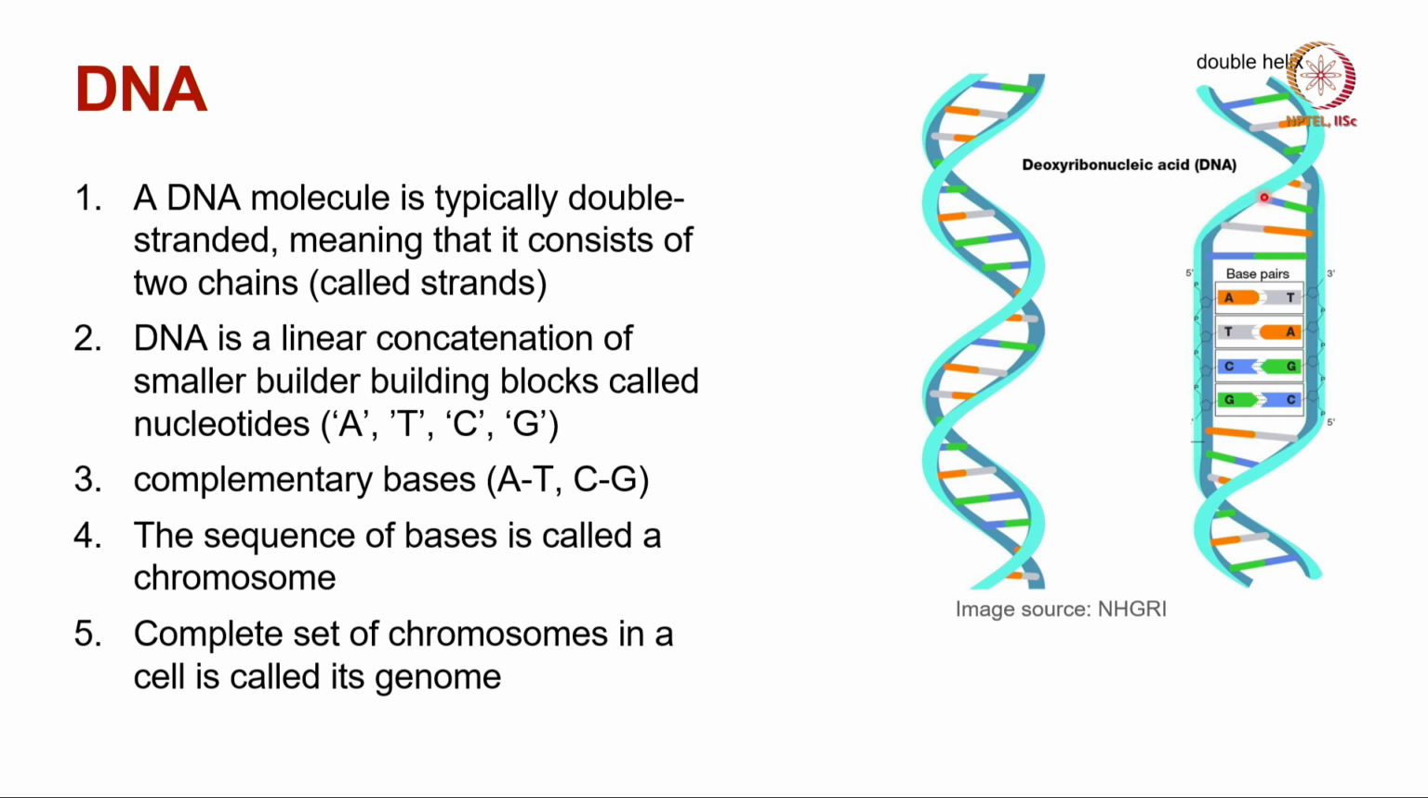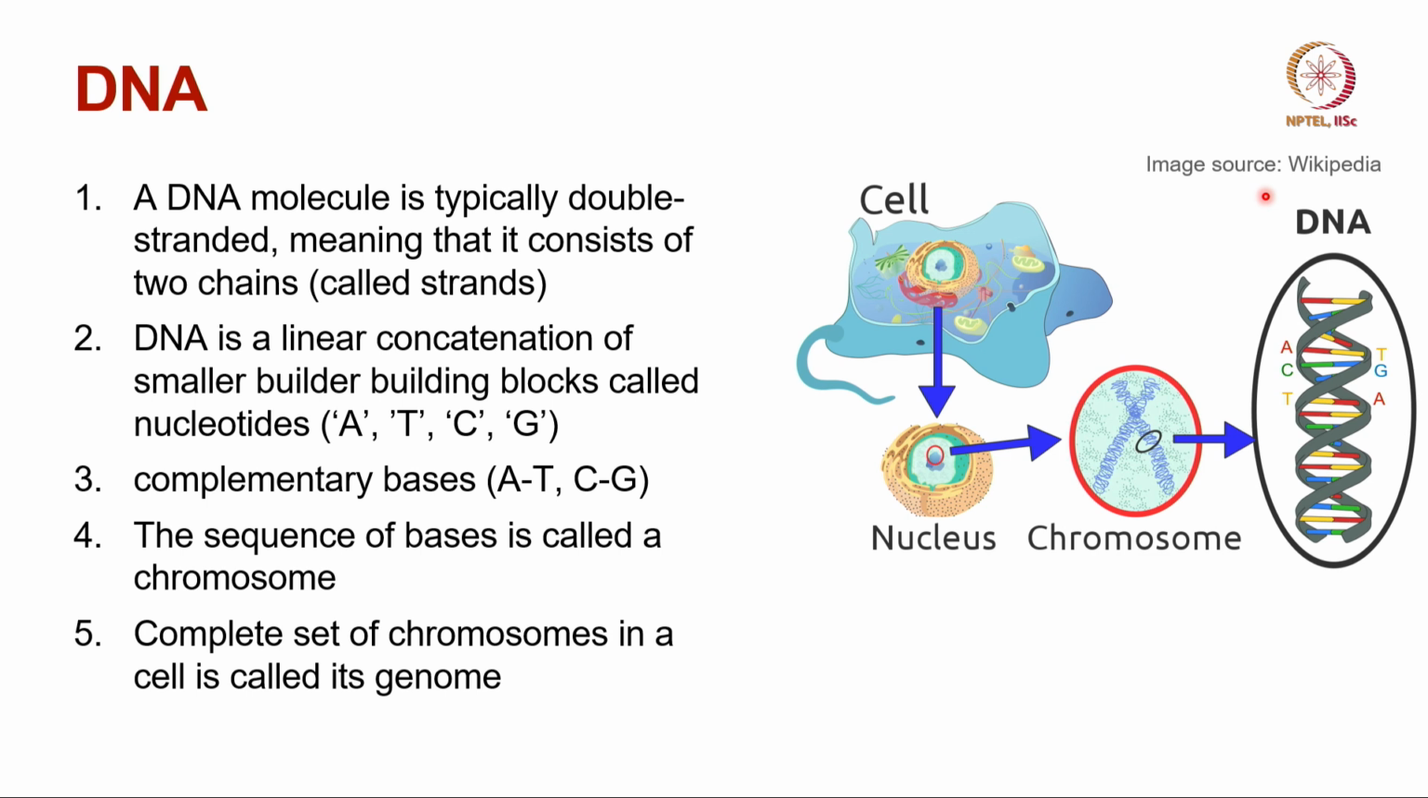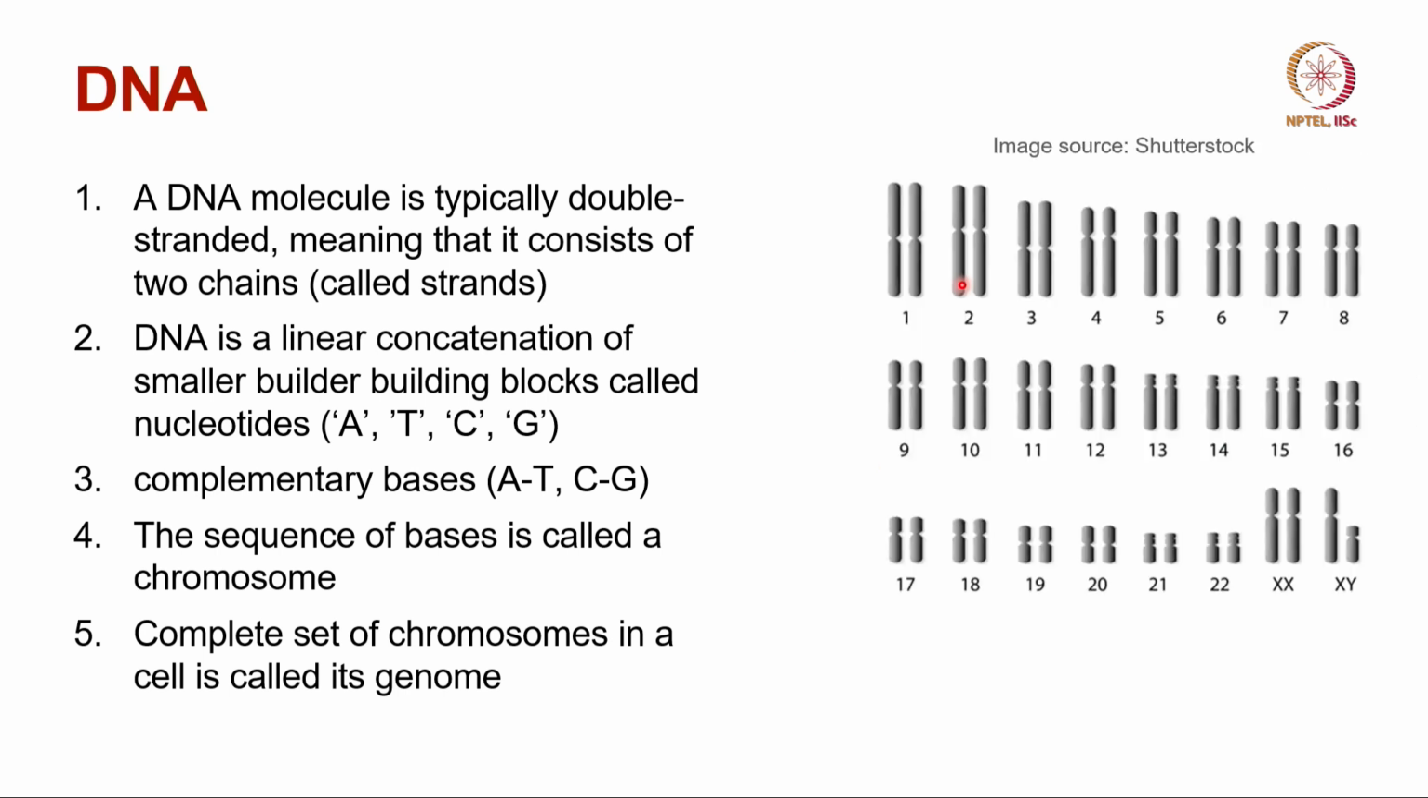Now, the complete DNA sequence of A, T, C, G and so on forms a complete chromosome, and these chromosomes reside inside the nucleus of the cell. The entire set of chromosomes is called the genome. For example, in a human we have 23 pairs of chromosomes, from 1 up till 22, and then the sex chromosomes X and Y. One copy of the chromosome is inherited from the father and one copy of the chromosome is inherited from the mother.